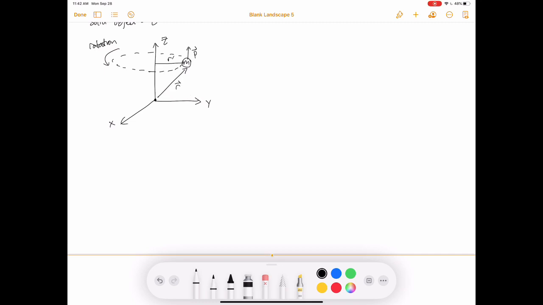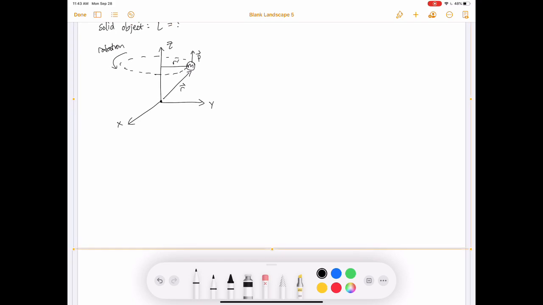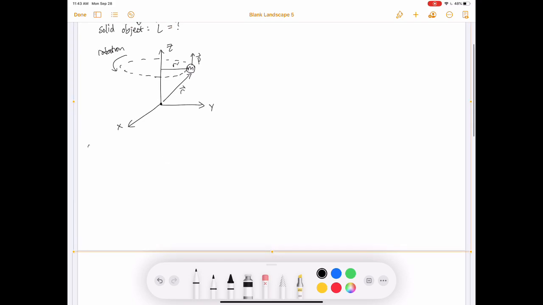All right, so it's a little bit difficult to visualize 3 dimensions on a 2-dimensional drawing like this. So what I'm going to do instead is redraw this, taking the side view, where we're looking into the x-axis.